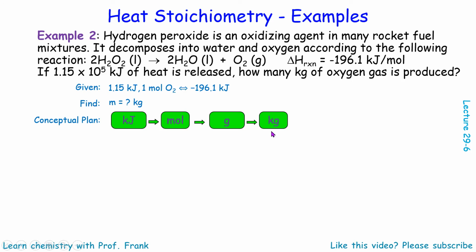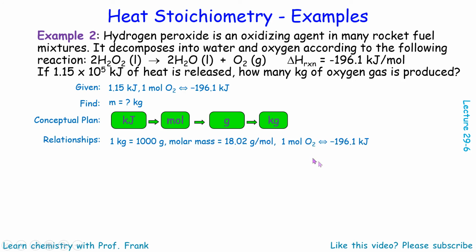This example 2 is just the opposite of example 1 in terms of the calculation strategy. Here are the relationships that can be found in this question. Start with what we know. We know the heat is 1.15. And why is it negative? Because it says that heat is released. If it's released, it has to be negative. That's kilojoules. We want to convert that to moles using this relationship.